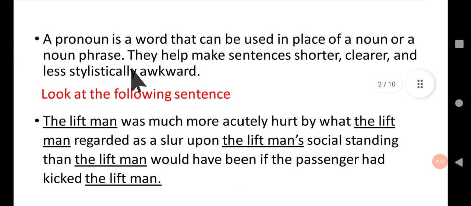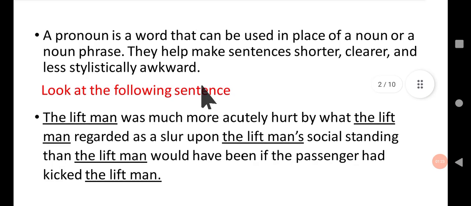They help make sentences shorter, clear, and less stylistically awkward. When you use these pronouns, remember you're actually trying to make the meaning very clear, make it shorter, and also make it less awkward.